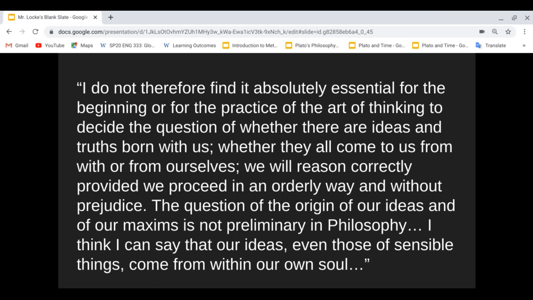All right, so here's Leibniz. I do not therefore find it absolutely essential for the beginning or for the practice of the art of thinking to decide the question of whether there are ideas and truths born with us. Okay, note here, we can decide not to decide, or we can leave aside the question of whether there are ideas or truths born with us or not.